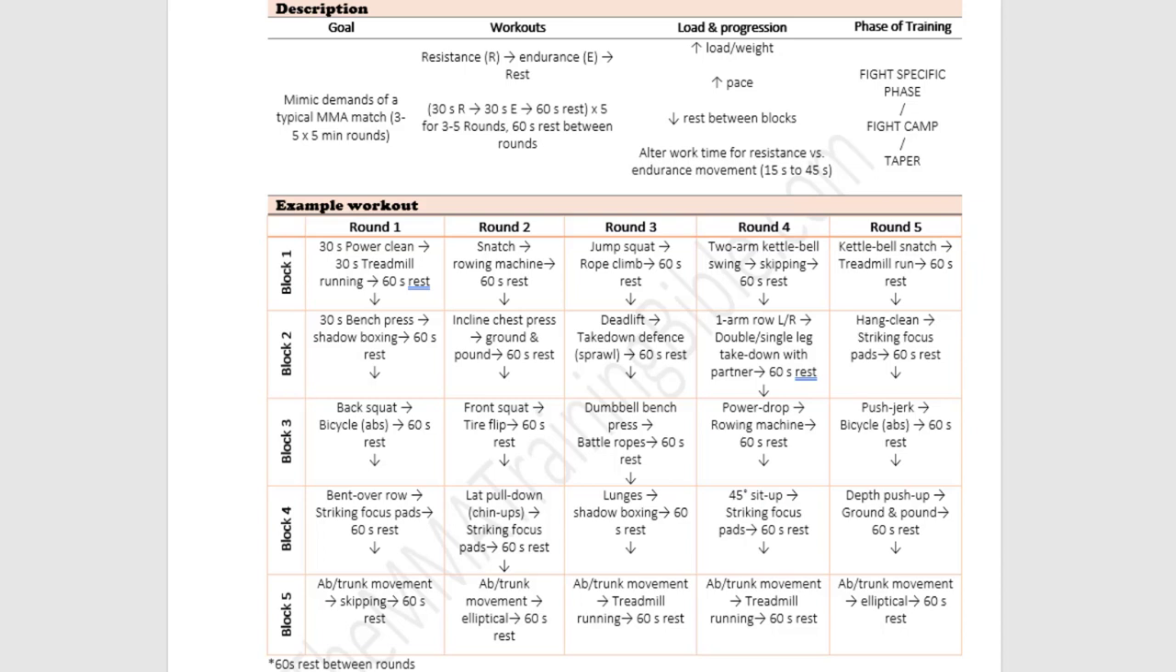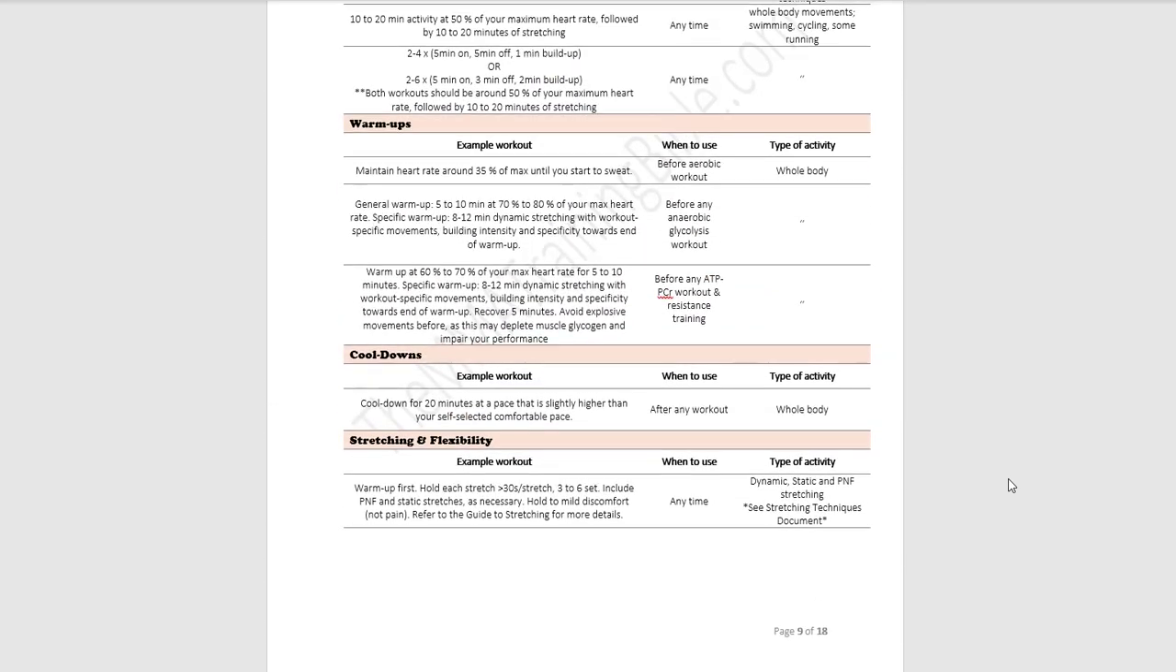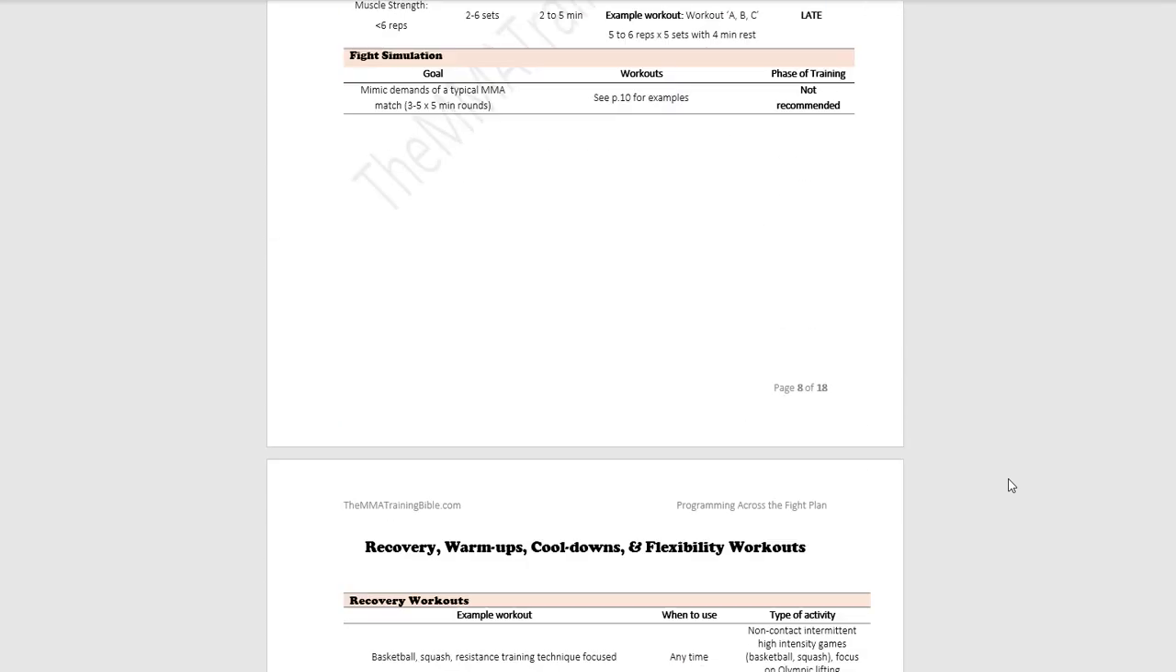And there are lots of ways to progress this workout. You can increase the difficulty by pairing more challenging exercises together, or using more resistance, or working at a higher pace, for example. You could also adjust the work time for the resistance movement and the endurance movement from, say, 15 to 45 seconds. It doesn't have to be 30 seconds. Now, you're really only limited by your fitness and creativity in this exercise. That's why I like it so much. So let's go back up and talk about the next grouping of workouts.